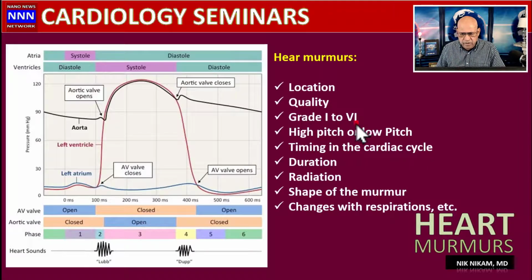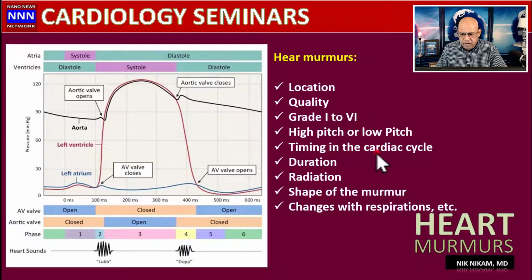Then grading. How loud is the murmur? Is it a very faint murmur? Or can you feel the thrill when you put your hand here, like in patients with critical aortic stenosis? Then the pitch. Anything that has high velocity or a high pressure system creates a high pitch. Anytime there is a critical narrowing, it creates high pitch sounds. Anytime there is a leak, it usually results in a low pitch sound.